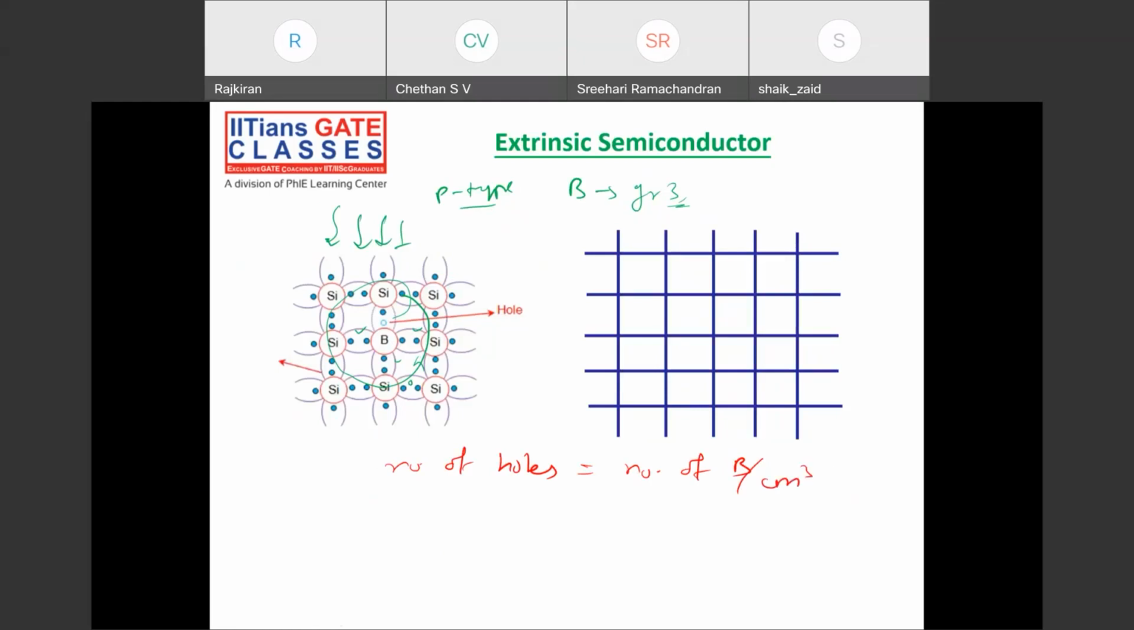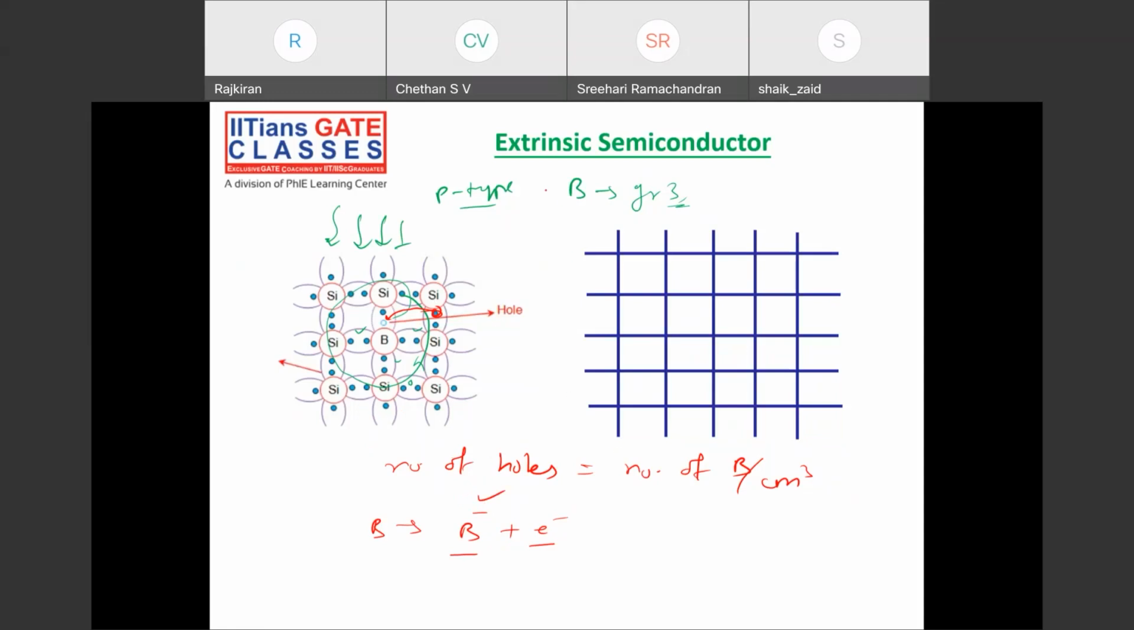Also, the hole needs very little energy. The boron will accept one electron and become negatively charged. Suppose an electron comes here, it has accepted one electron, so it creates one vacancy. Whichever number of boron atoms we have introduced, all will accept an electron from the bonded silicon atoms and create holes. So the boron atom accepts an electron from the silicon bond and becomes negatively charged.